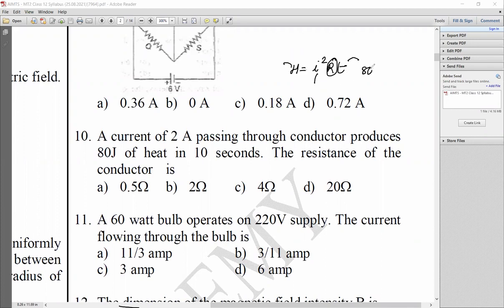H is how much? 80. I square, 2 square, 4. R is how much? Resistance, I need to find. And time is how much? 10 seconds. So 4 times 10. R will be how much? 2 ohms.